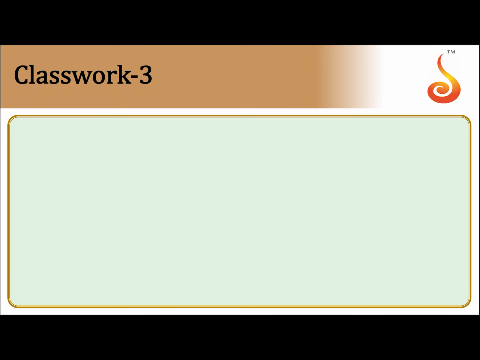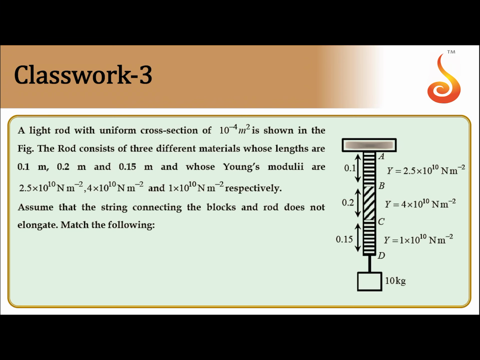Example 3. A light rod with uniform cross section of 10 to the power of minus 4 meter square is shown in the figure. The rod consists of three different materials whose lengths are 0.1 meter, 0.2 meter and 0.15 meter, and their Young's moduli are 2.5, 4 and 1 into 10 to the power of 10 Newton per meter square respectively. Assuming that the string connecting the blocks and rod does not elongate, match the following.